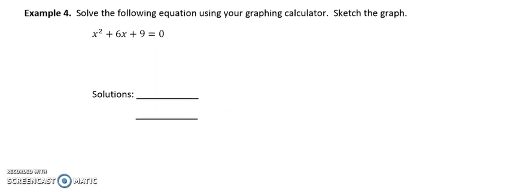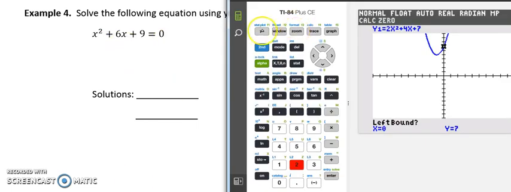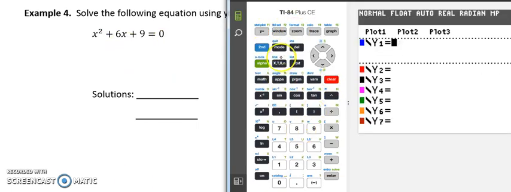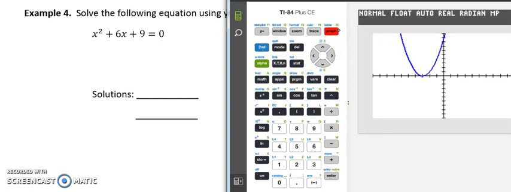Over here, solve the following equation using your graphing calculator and sketch the graph, which this time I'm going to go on and follow the directions because I really have been off. So this is already set equal to 0, so I'm loving that. So we hit y equals, we type it in: x squared plus 6x plus 9. We're going to check out that graph. Oh my goodness, just a beautiful graph right there.